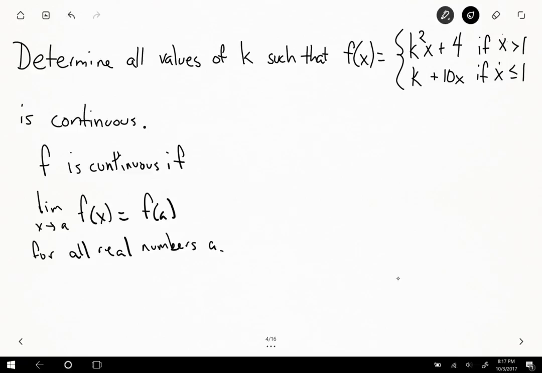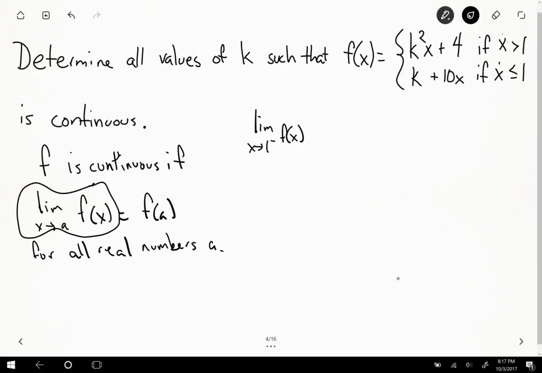Well, first off, we need a limit to exist. In order for a limit to exist, where's the problem point going to be? Well, notice we can plug in anything greater than 1 and anything less than 1 into this function, and it'll always work. The key point is when it equals 1, because that's when this limit might not exist. So that's the only point we really need to check. So we want the limit as x approaches 1 from the left of f of x to equal the limit as x approaches 1 from the right of f of x. Okay, and the reason why is because we need that left-hand and right-hand limit to actually be equal in order for the limit to exist.